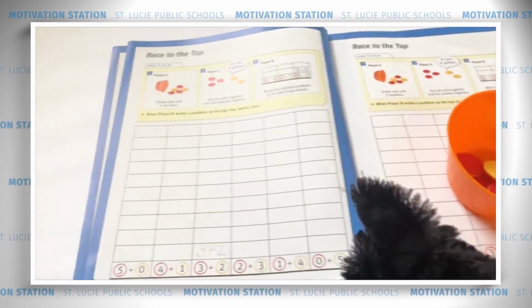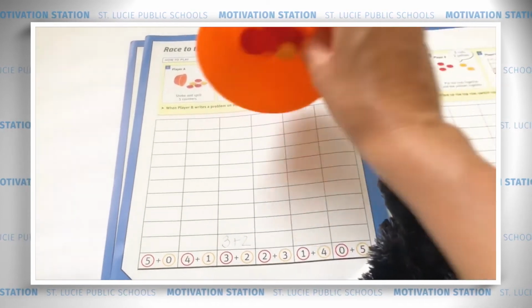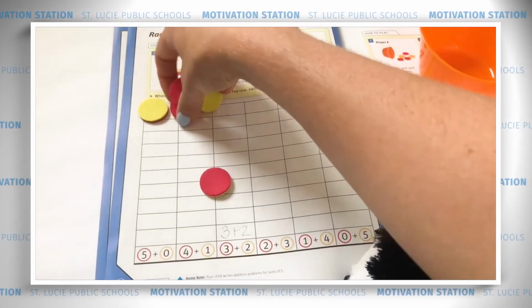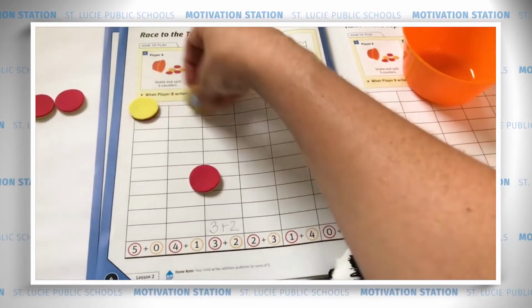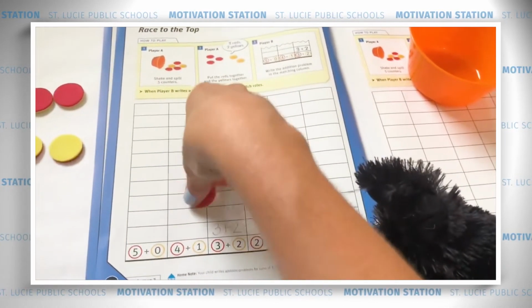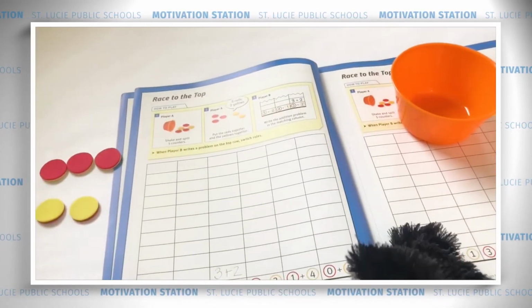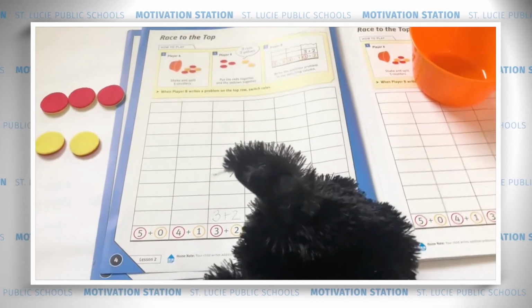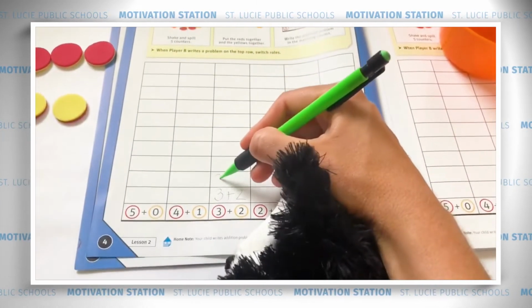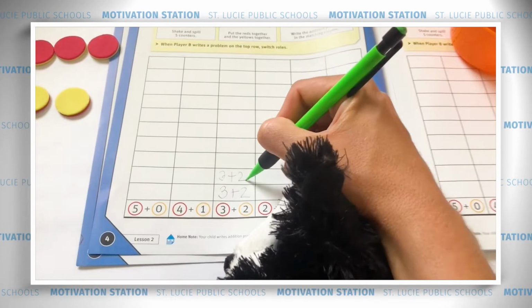Okay, let's keep going. We're trying to get to the top. Shake, shake, shake, shake, shake, shake. Oh, look, I got it again. Okay, Puppy Dog, we have to find it. Where is it? Show me. Oh, thank you. 3 plus 2.